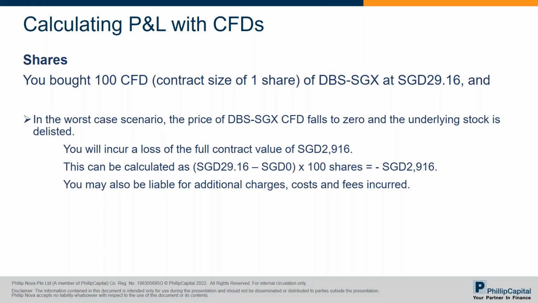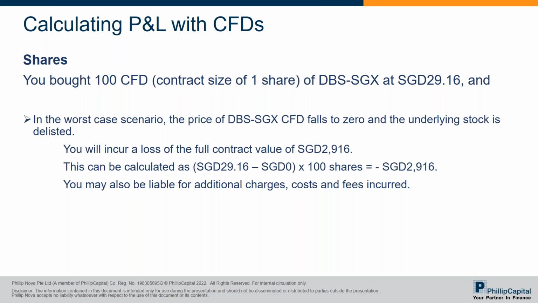So in the event that the contract, this is an example of a share CFD. Let's say you bought 100 CFD of DBS at a certain price. In the worst case scenario that the price of this stock falls to zero and the underlying stock is delisted, you will incur the full loss. You incur the loss of the full contract value of 2916, which is 2916 times 100 shares. So you just need to be aware of this.